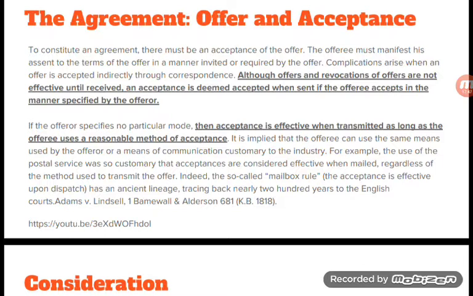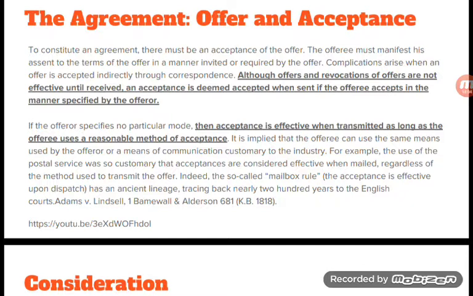In addition, acceptances are deemed effective as long as they're transmitted along a reasonable method of acceptance. Whatever means the offer was presented, typically if you accept back using that same means, that's going to be a fine way to accept.